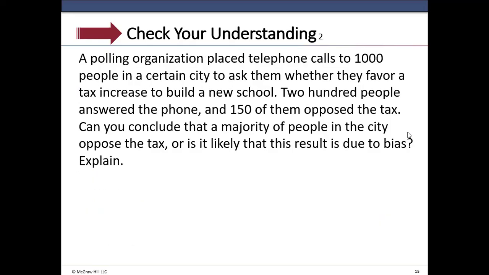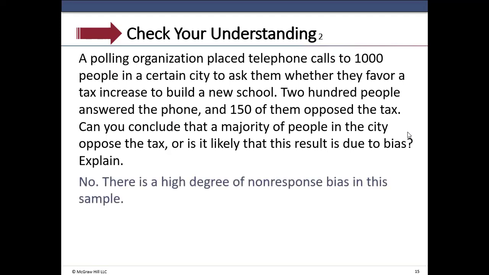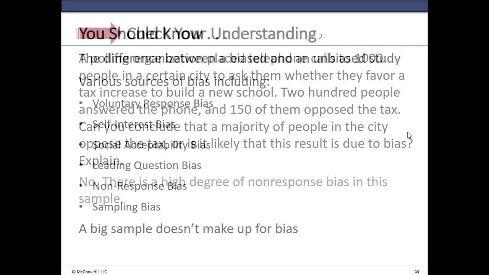A polling organization placed telephone calls to 1,000 people in a certain city to ask them whether they favor a tax increase to build a new school. 200 people answered the phone and 150 of them opposed the tax. Can you consider that the majority of people in the city oppose the tax, or is it likely the result is due to bias? There are several biases. Only 200 people out of 1,000 responded. Okay, that's a big non-response bias. There is a high degree of non-response bias in this sample.